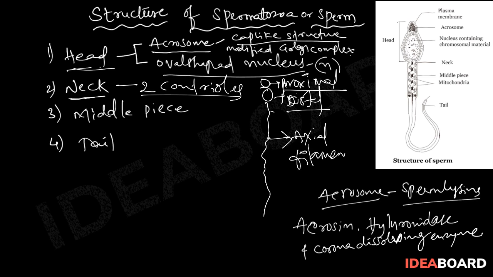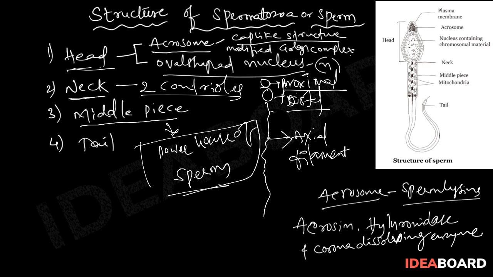This axial filament will extend from the neck. It is formed from the distal centriole and then it is extended through the middle piece and into the tail, and it gives strength to the tail for the movement of the sperms. Next, the third part is called the middle piece. In the middle piece, many spirally arranged mitochondria are present. Hence, this middle piece is called the powerhouse of sperm.